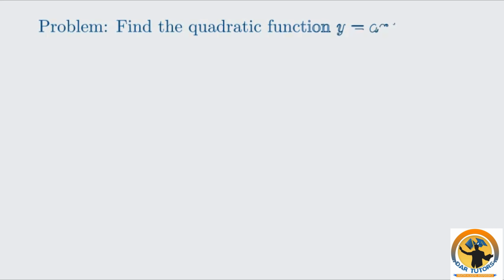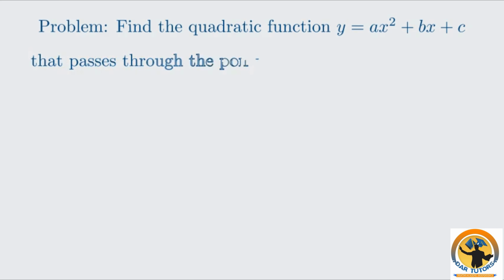Let's apply these techniques to a common IB problem type, finding the equation of a quadratic function that passes through 3 given points. The general form of a quadratic function is y equals ax squared plus bx plus c. Our goal is to find the values of the coefficients a, b, and c. Since the function passes through these points, each point must satisfy the equation. This will give us a system of 3 linear equations in the variables a, b, and c.